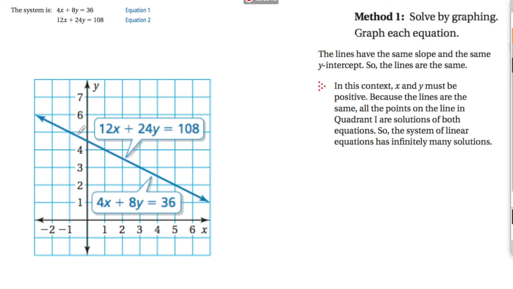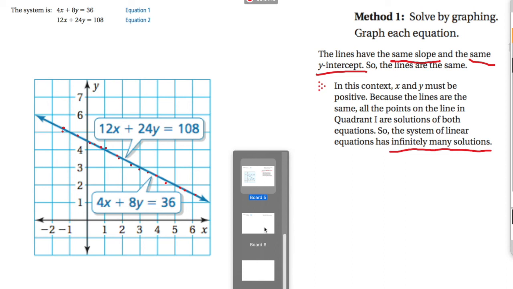Now, we remember a line is just made up of infinitely many points. Therefore, any point on this line, any ordered pair that we would get from this line, would be a solution to the system of equations. The lines have the same slope and the same y-intercept, so the lines are the same. This means that they will have infinitely many solutions. Any ordered pair that we took from these lines would be an answer to our system. It would work out.